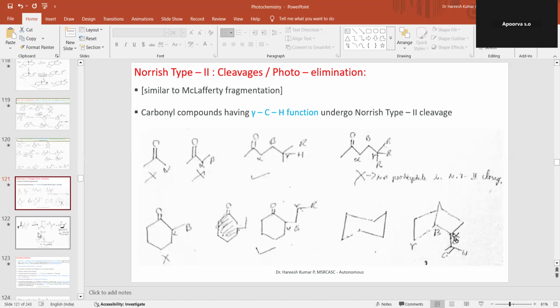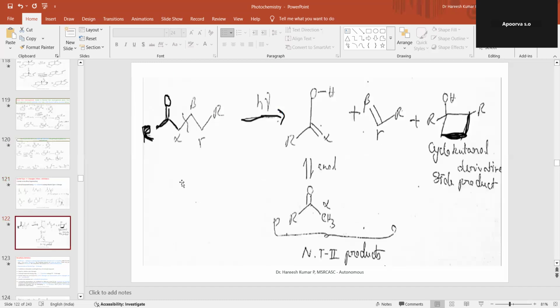So in the next slide, I'm taking a general example. This is a general example, a carbonyl compound. The adjacent carbon is called alpha, this one is beta, and this is gamma. So gamma contains hydrogen, and this might undergo Norrish type II reaction when it is irradiated with the lambda max of the carbonyl compound. So what is obtained?